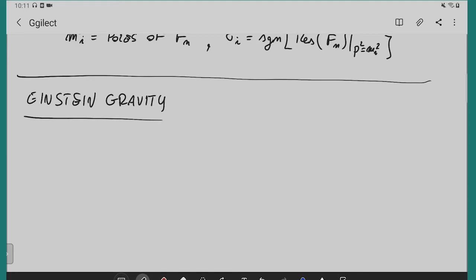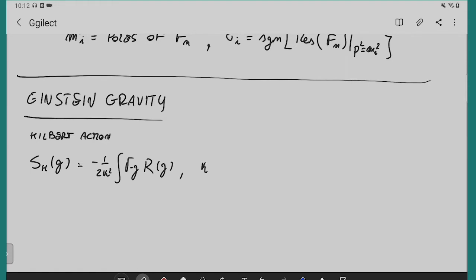So, Einstein gravity described by the Hilbert action. I'm considering just pure gravity, so you have an action of the metric G. My conventions are these signs. I'm assuming that you all know general relativity in some way. I will just tell you, this is the Newton constant.